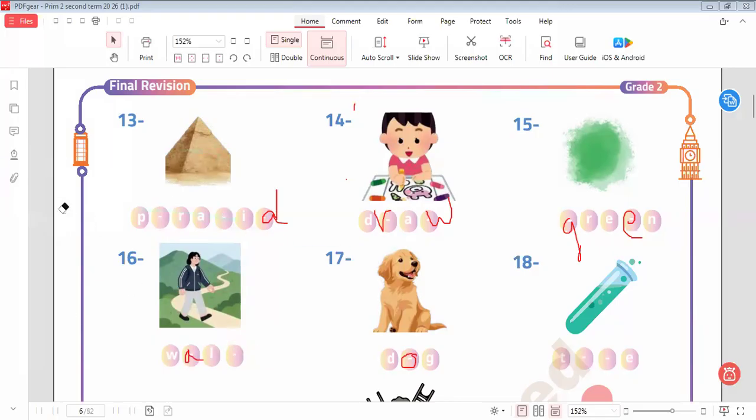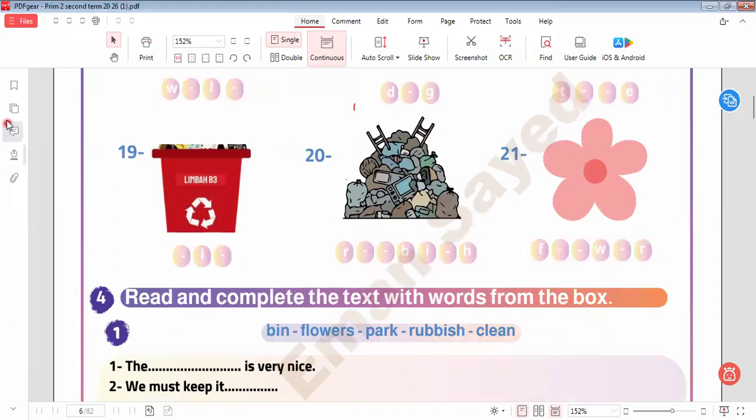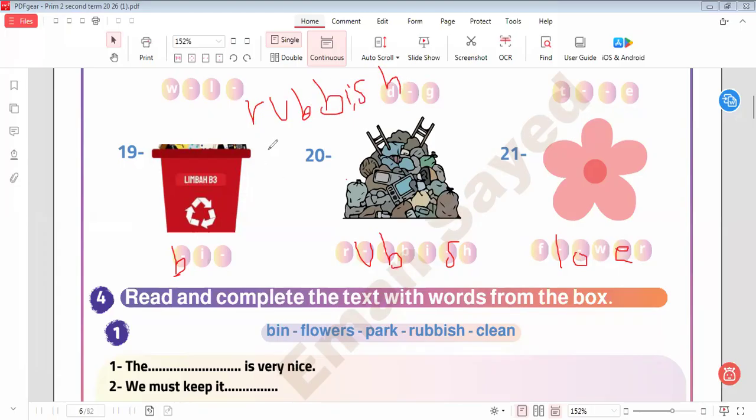Let's go to another one. Here we have what? Here is flower. Here is bin. Rubbish. And here is flower. And when we talk about rubbish, we have rubbish. Here we have rubbish. We have garbage.